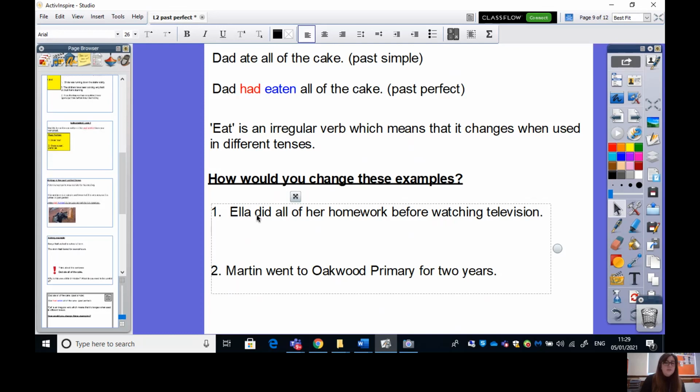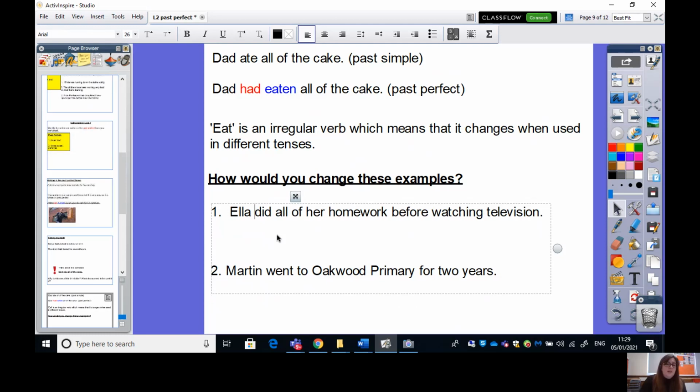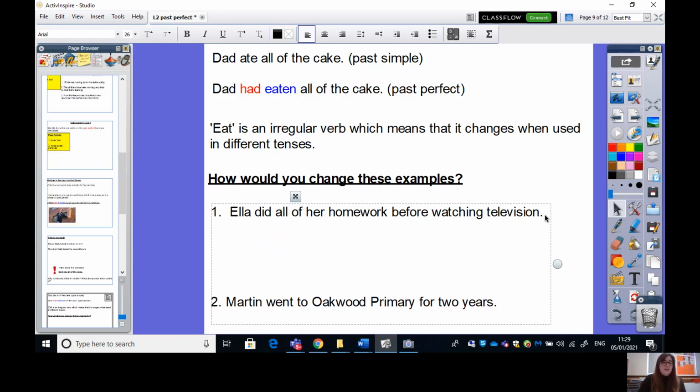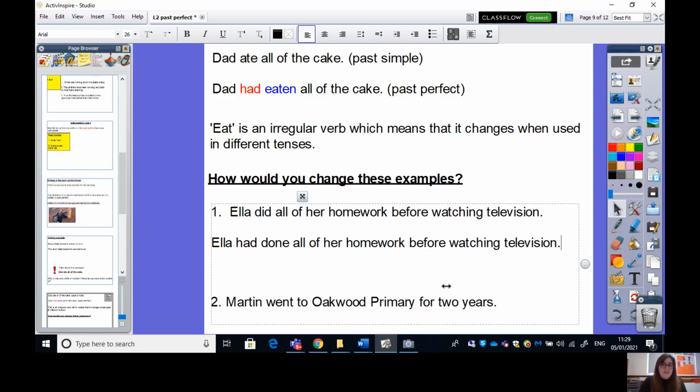Okay, so if I was just to put had in front of this one, Ella did all of her homework before watching television, that wouldn't sound right at all. So we would need to think about changing the verb again. So obviously Ella can still be at the start of the sentence. Ella had done all of her homework before watching television. Full stop at the end, don't forget that. So the verb has changed here.